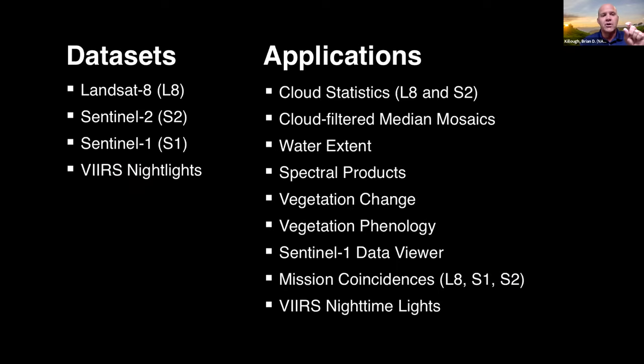So we have currently linked to four data sets: Landsat and Sentinel-2, both optical, big global data sets, very popular; Sentinel-1, the radar; and VIIRS, which is night lights, also a very interesting looking product, looking at satellite data at night as you pass over the Earth, looking at the lights. This is the list of the applications that you'll find when you go there. Everything from cloud statistics to browse, creating cloud filtered mosaics, looking at water extent, spectral products, land change and phenology, which is the growth, and Sentinel-1 radar data, coincidences, and VIIRS nightlights.